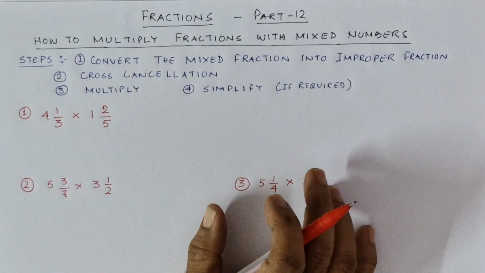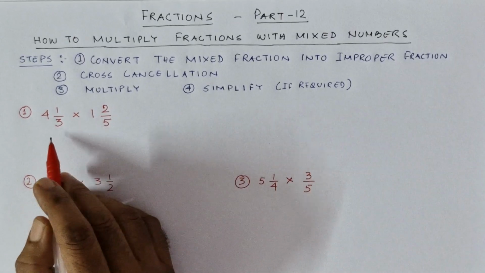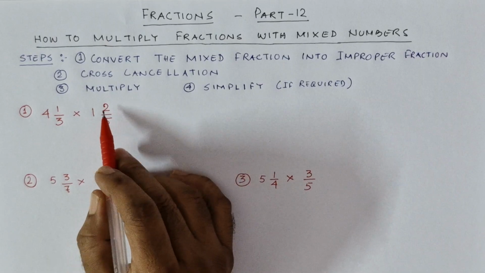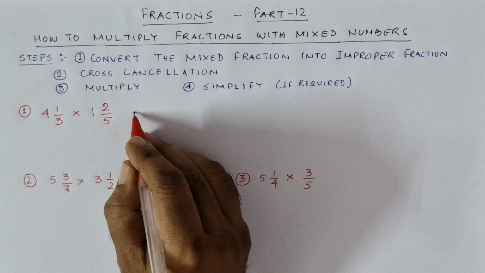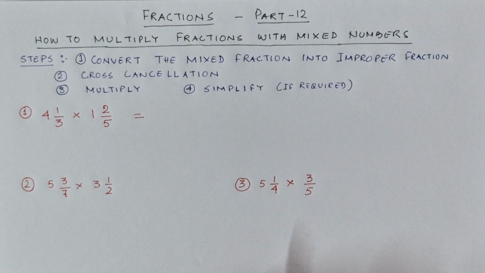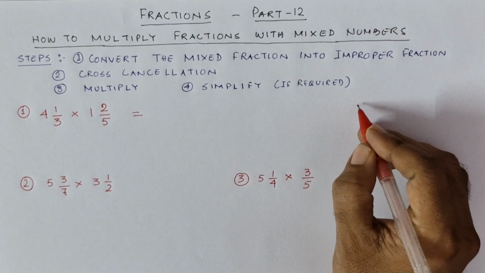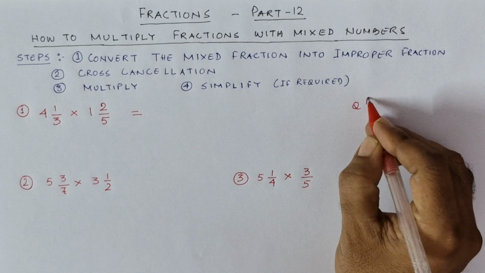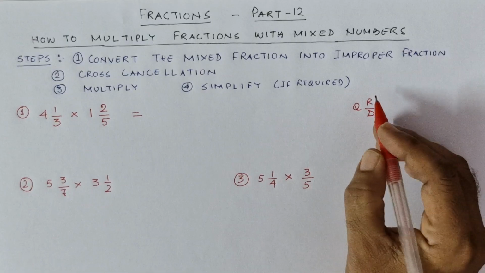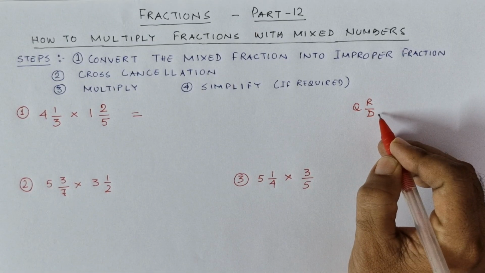So okay, let's follow step by step in order to solve such kind of problems if you want to multiply mixed numbers. See, in the first example we have 4 1 by 3 multiplied by 1 whole 2 by 5. So let's convert this into improper fractions. I think you remember in one of my lectures I taught you Q R by D. So these are represented in such a way, Q R by D, where Q is the quotient, R is the remainder, and D is the denominator or the divisor.